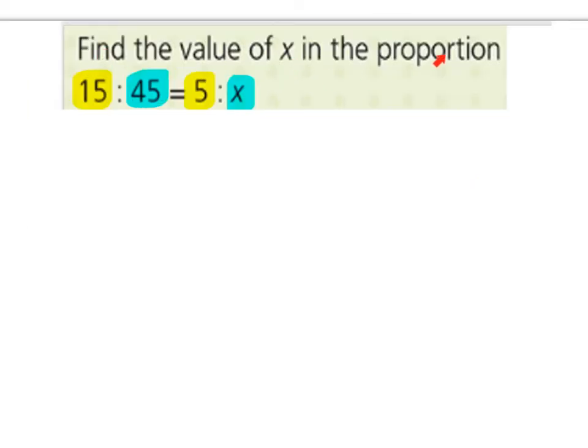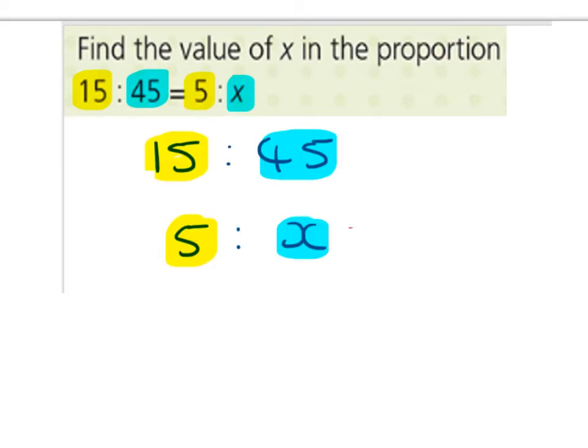Find the value of x in the proportion 15 to 45 equals 5 to x. So we have 15 to 45 is equal to 5 to x. So I'm just writing them out underneath each other. So the first numbers, 15 was the first number in the first ratio, and 5 was the first number in the second ratio, so they go on the left. And then 45 was the second number in the first ratio, and x was the second term in the second ratio. So 45 and x go on the right. So 15 to 45 is equal to 5 to x.